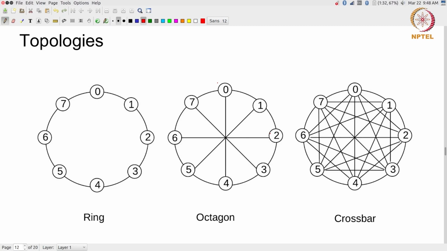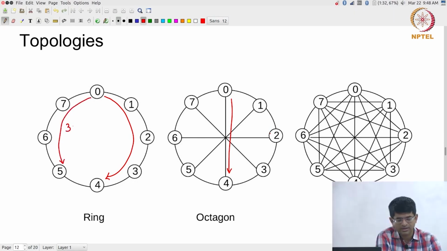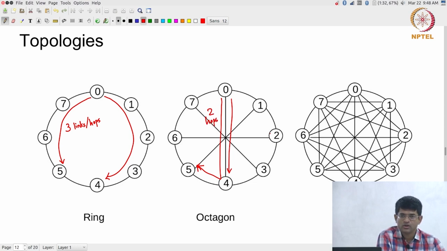Why is it brought in? For a simple reason. Supposing I wanted to go from 0 to 4, that's the worst case connection inside a ring, right? Whereas over here I have a short direct connection. What that also means is, supposing I want to go from 0 to 5, this is usually 3 steps, 3 links or hops, right? Whereas over here it now becomes 2 hops, okay. So having those direct short connections, short circuits across the system can help.